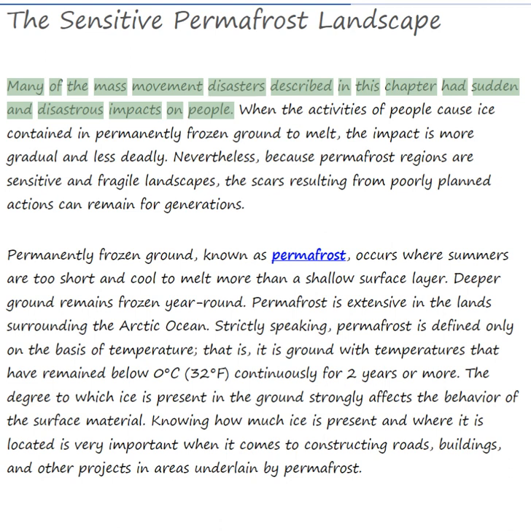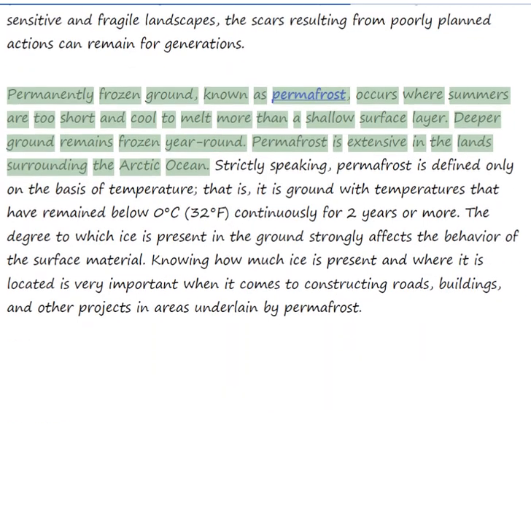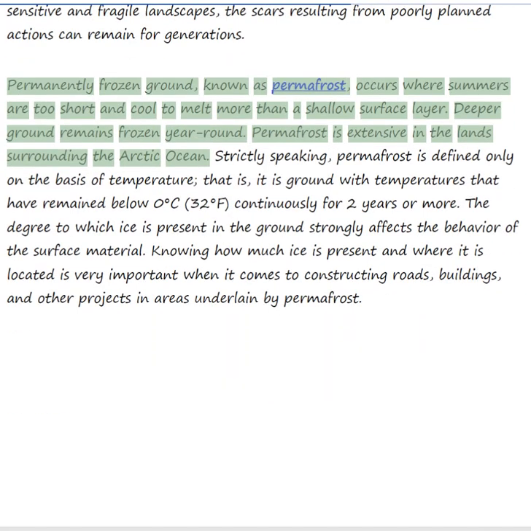people. When the activities of people cause ice contained in permanently frozen ground to melt, the impact is more gradual and less deadly. Nevertheless, because permafrost regions are sensitive and fragile landscapes, the scars resulting from poorly planned actions can remain for generations. Permanently frozen ground, known as permafrost, occurs where summers are too short and cool to melt more than a shallow surface layer. Deeper ground remains frozen year-round.